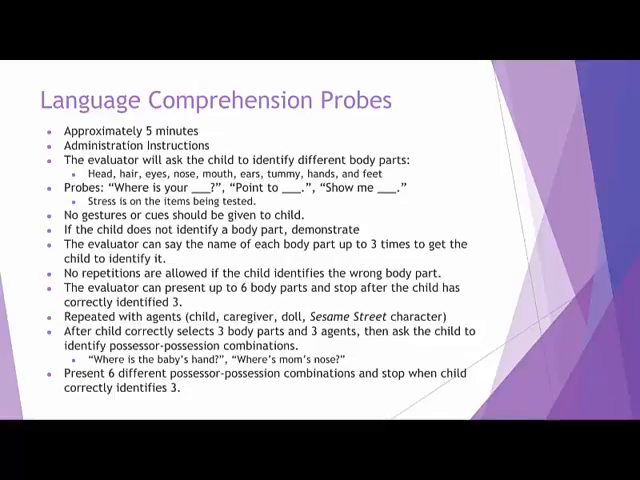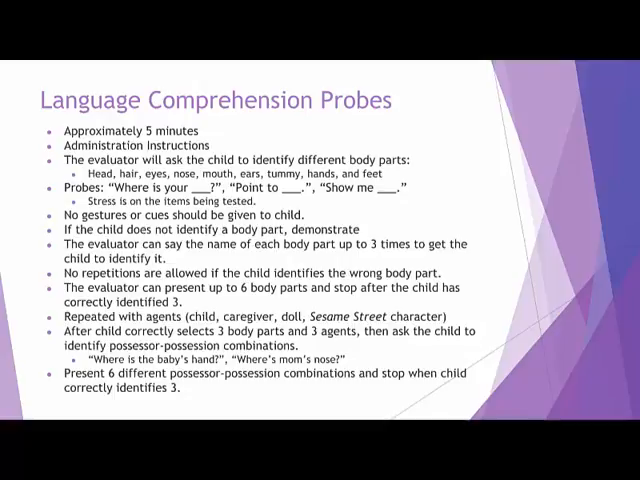To probe linguistic communication, the evaluator will ask the child to identify different body parts selected from the following choices: head, hair, eyes, nose, mouth, ears, tummy, hands, and feet. The evaluator will say, "Where is your blank?" with stress on the items being tested. Other phrases that could be used include "point to blank" or "show me blank."